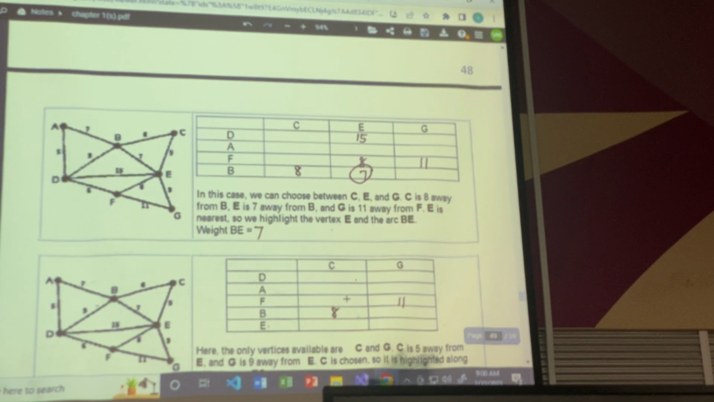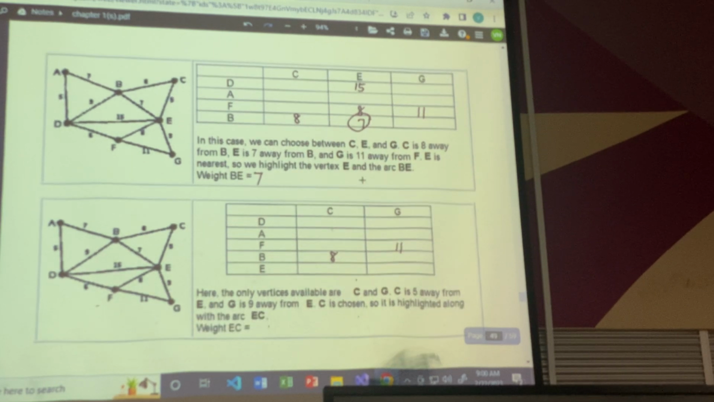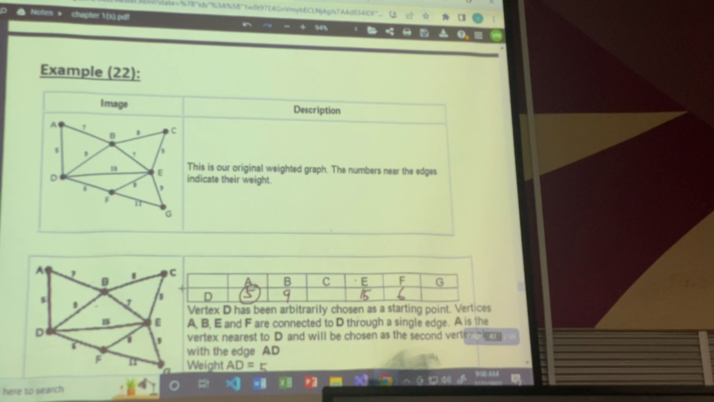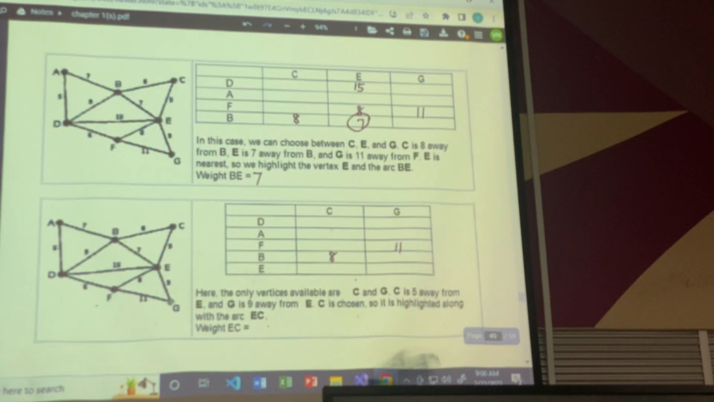Okay, so we check E. E to G and E to C. This is 9, right? E to G is 9. E to C is 5. Okay.